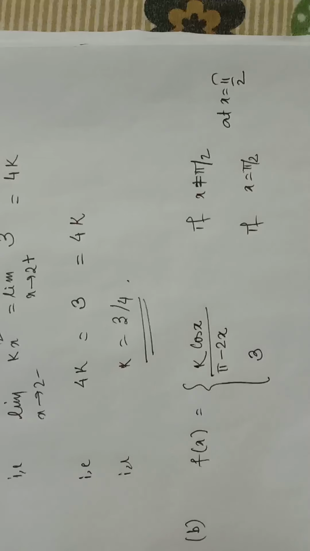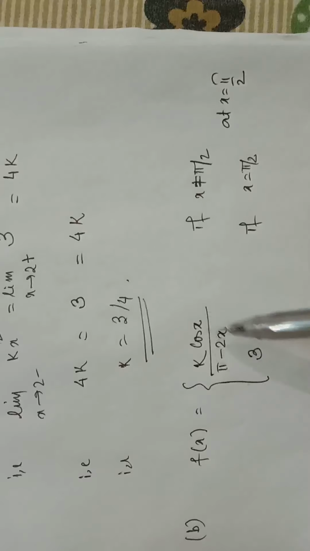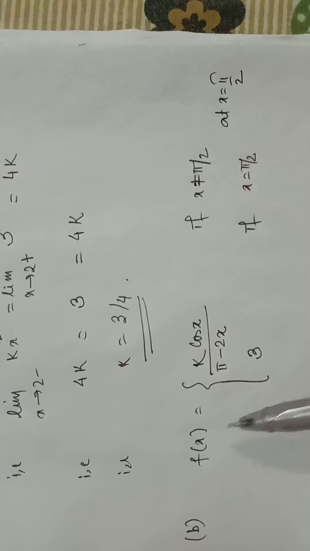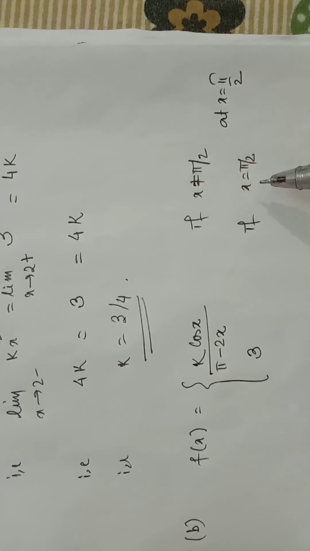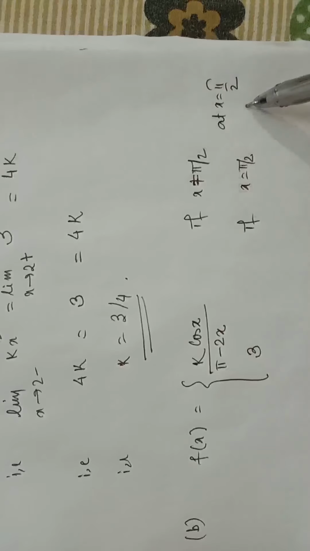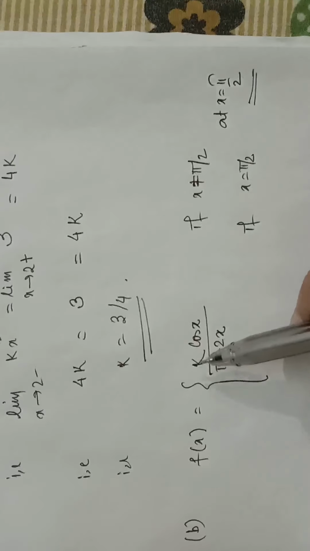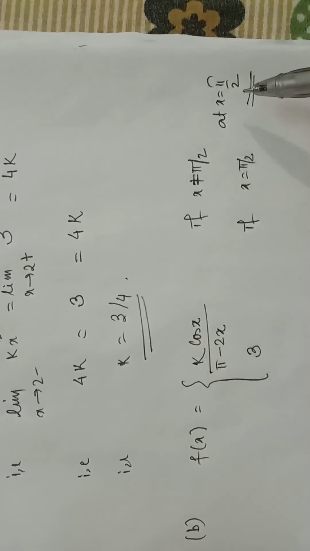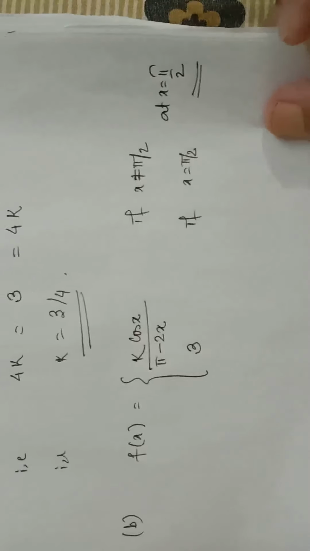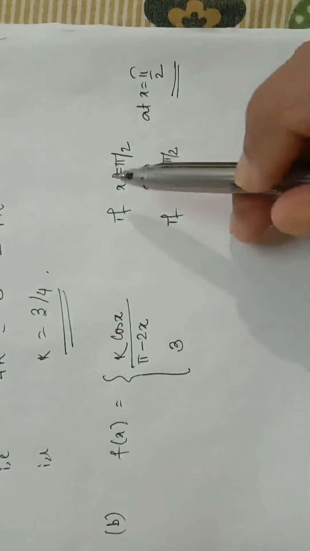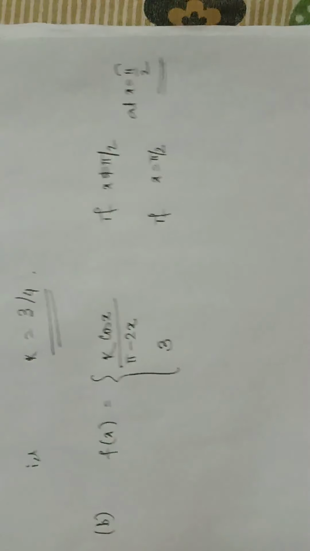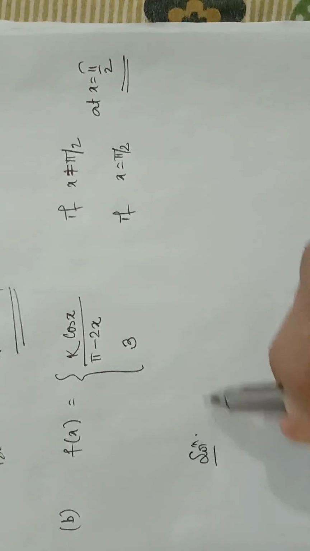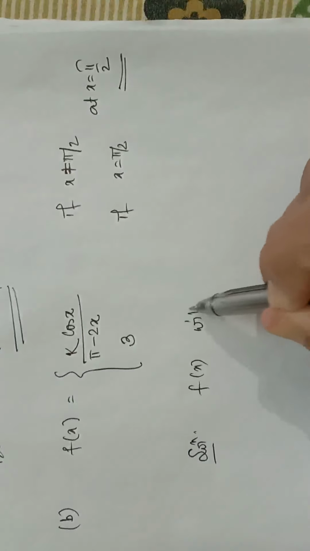Now in this question, f(x) equal to k cos x by pi minus 2x if x is not equal to pi by 2, and f(x) equal to 3 if x equal to pi by 2. Given this function is continuous at x equal to pi by 2, to find the value of k. Here you can see the function is of the form equal to, not equal to. This is not in the split form. We will use the second form of the definition. We will write in this way: f(x) will be continuous.